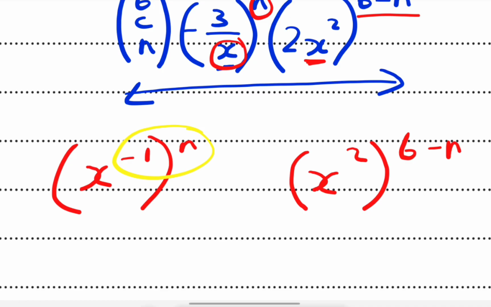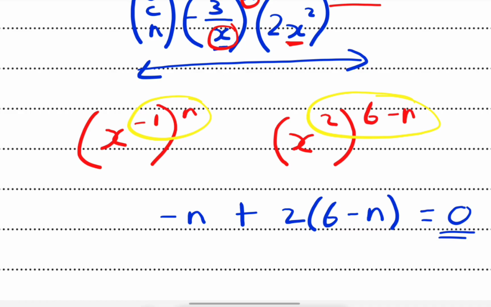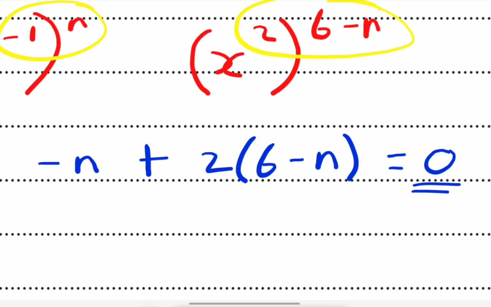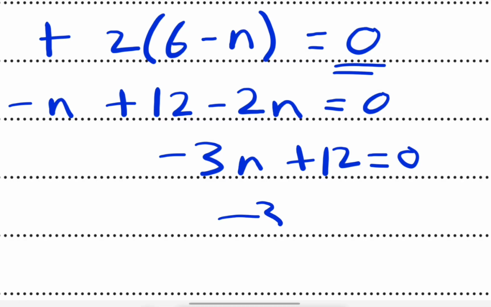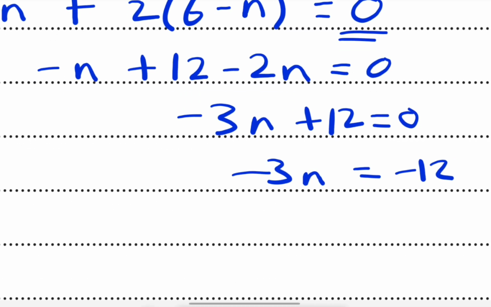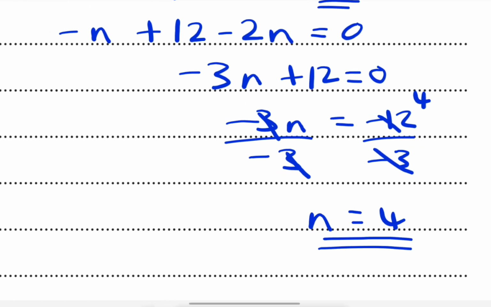So we just say minus n plus 2 times (6 minus n) is equal to 0, because we want a term without an x. So this will be minus n plus 12 minus 2n is equal to 0, giving us minus 3n plus 12 is equal to 0, and finally minus 3n being equal to minus 12. And this will give us n is equal to 4.